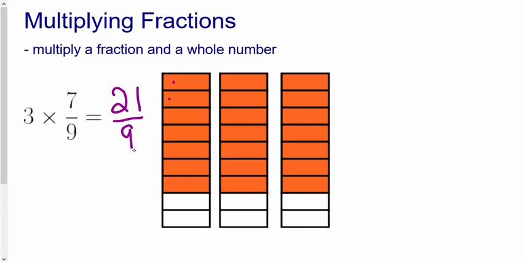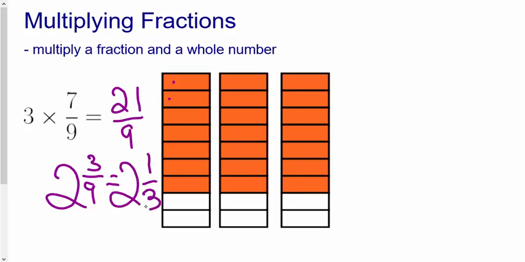But again, I want to change this improper fraction to a mixed number. 9 goes into 21 2 times. 2 times 9 is 18, so that means there are 3 ninths left over. I would not leave this as 2 and 3 ninths though. I want to simplify it. My final answer is going to be 2 and 1/3.